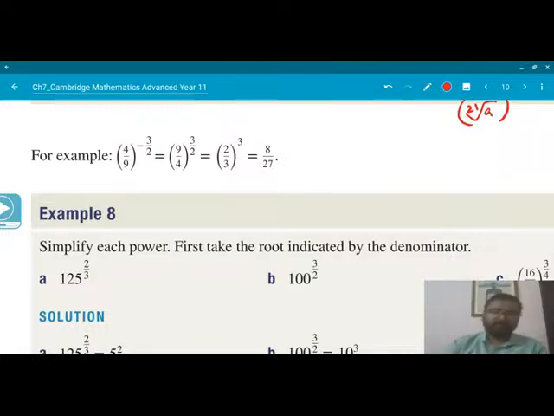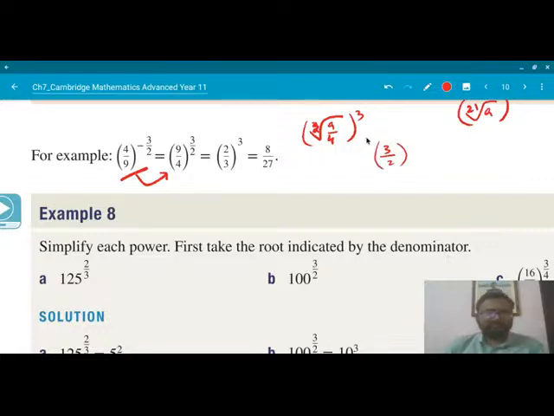Negative is there. So what do we have to do in the case of a negative power? Take the reciprocal. Then take the square root. It's the square root of 9 by 4, whole power 3. The square root of 9 by 4 is 3 by 2, whole power 3.